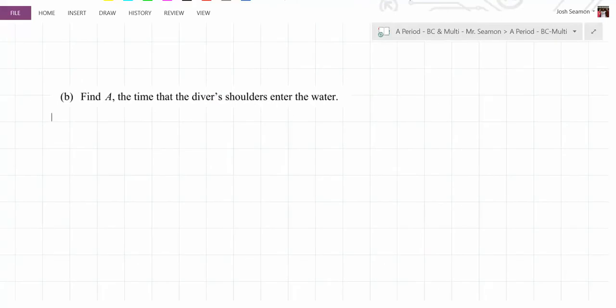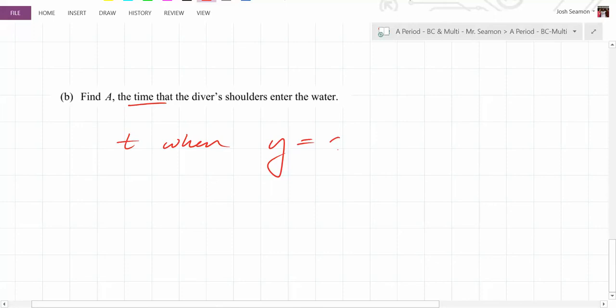So how do you do that? That happens when what is true? When your changing height is negative. Well, when what is equal to 0? Yes. This is find the time. So we want to know t when y is equal to what?